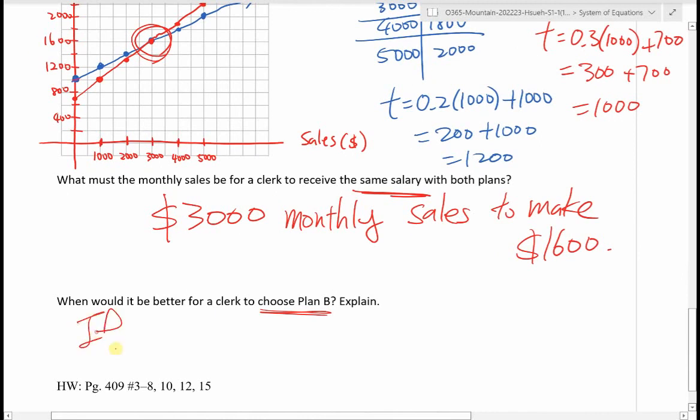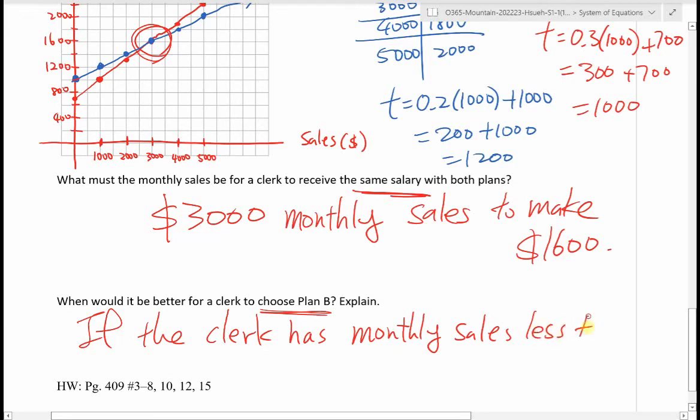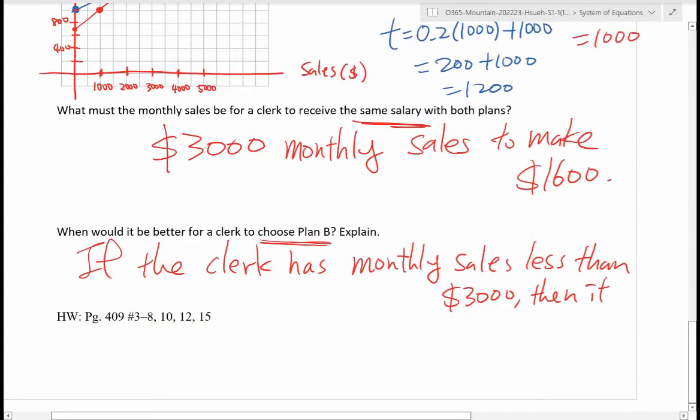So if the clerk has monthly sales less than $3,000, then plan B is better. In other words, if you sell more than $3,000, then you should stick with plan A.